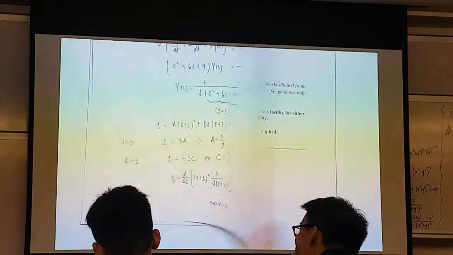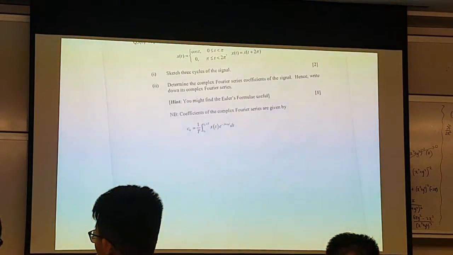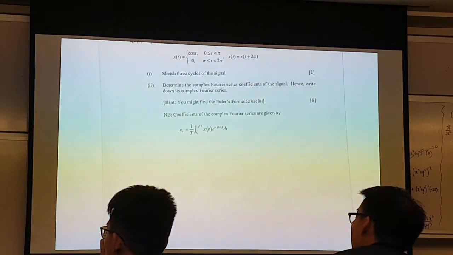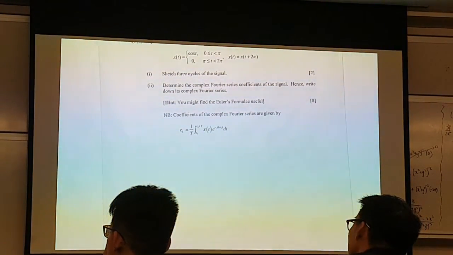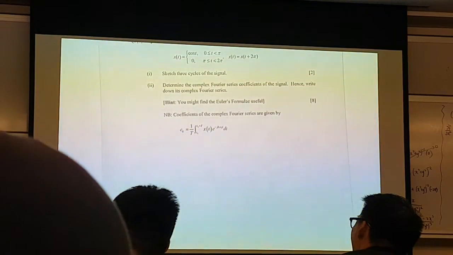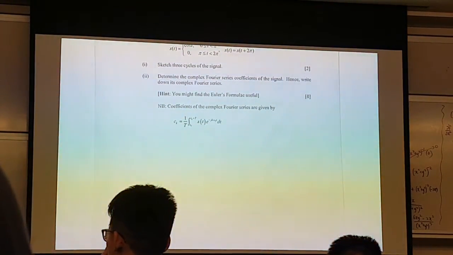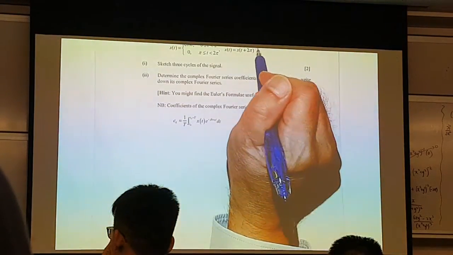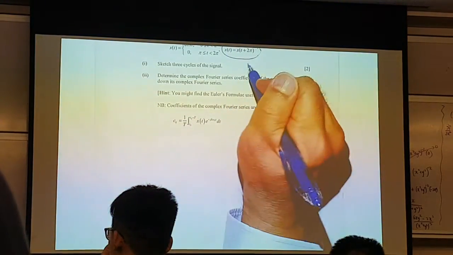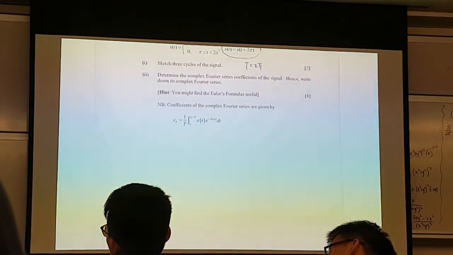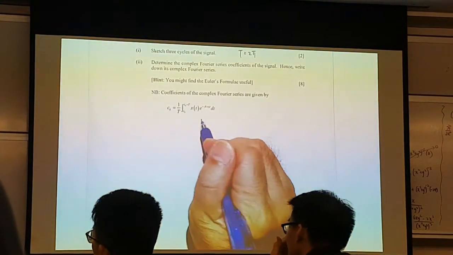Okay, alright. Let's take a look at the last one. Basically, you're given this function, cosine t between 0 to pi, and then it's 0 from pi to 2 pi. From this equation, you know that your period is equal to 2 pi. So you're asked to sketch, and you'll be able to sketch.